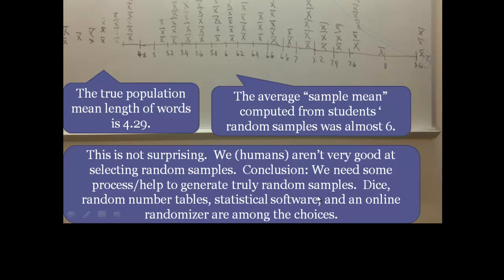One implication of that is, and this is generally true, it's not surprising to me, human beings aren't very good at selecting random samples. You need to use some process to generate truly random samples. We used dice in the class, but you could use random number tables, statistical software. I'll give you a link to an online randomizer a little later. One point of this exercise is we're not very good at sampling. We need some way to make sure that the samples we select are random.